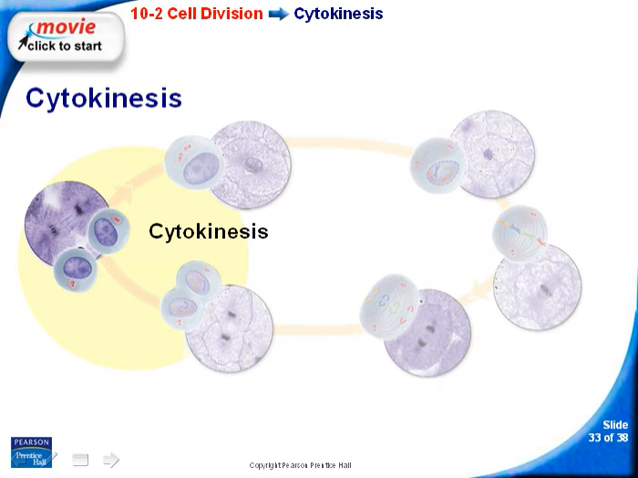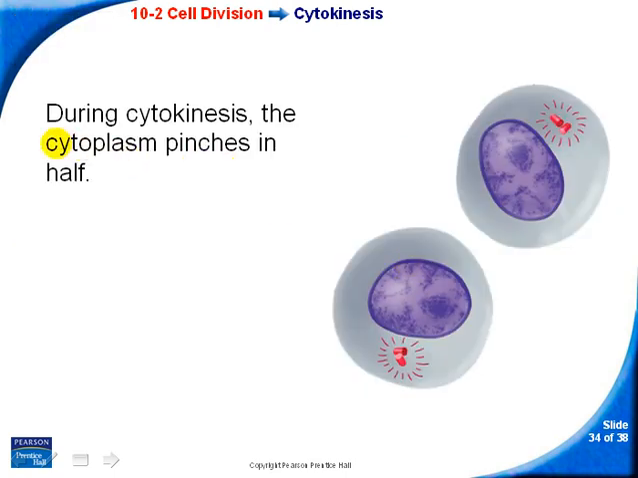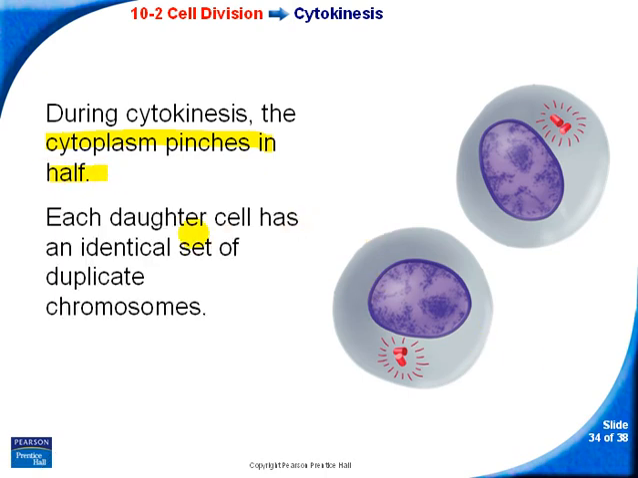And now that we're done with mitosis, let's look at the final part of the M phase, and that's cytokinesis. During cytokinesis, the cytosome pinches in half, and you saw that on that other slide I showed you. It looked like it was starting to pinch, and now each daughter cell has an identical set of duplicate chromosomes.